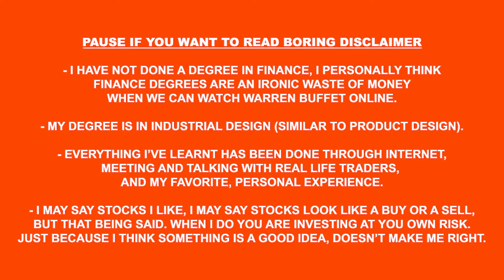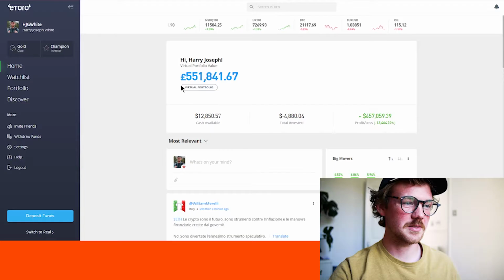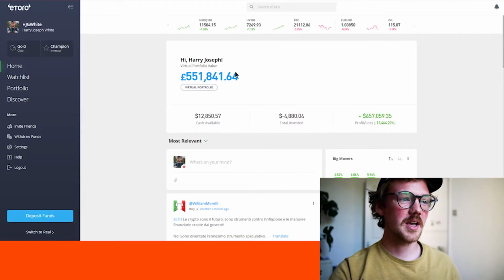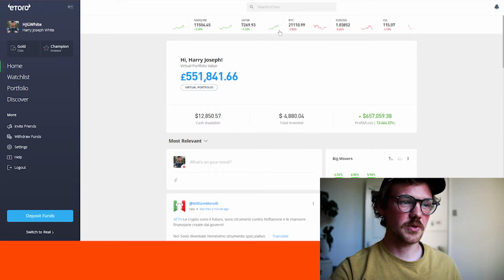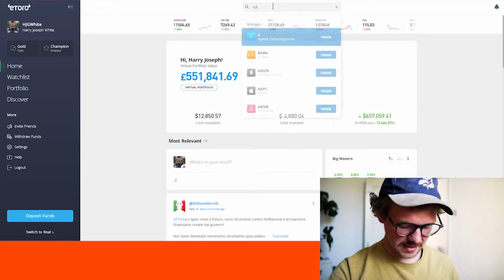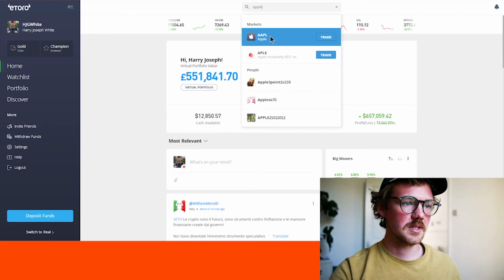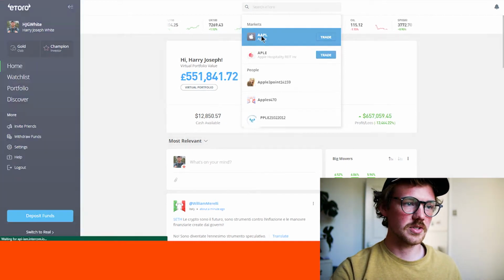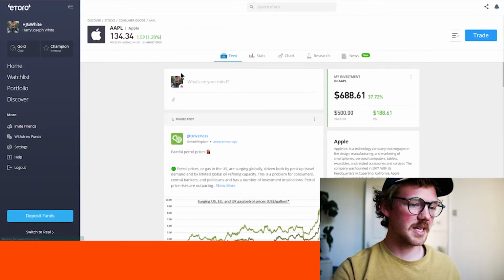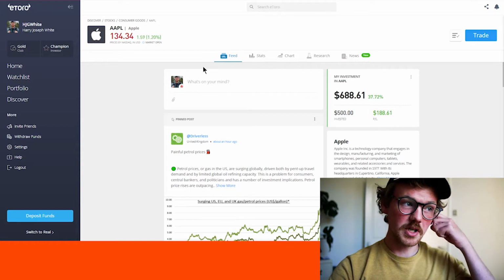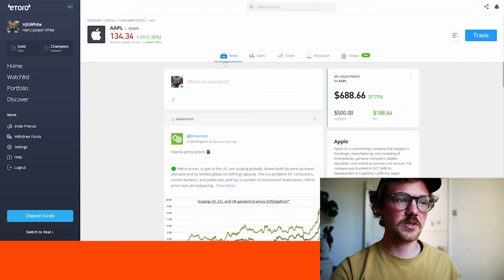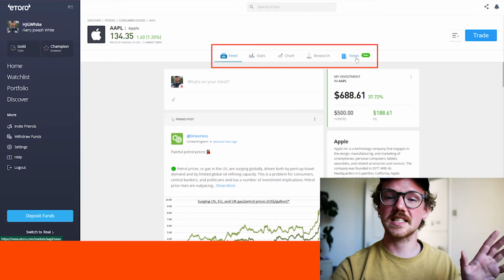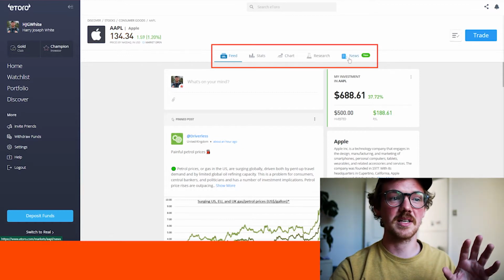So again, we are here on my virtual portfolio, and what we're going to do is go to a stock. Let's go to a classic, Apple. So we're going to click on the stock and go to the page, and what we want to know is, can we use the information accessible in these tabs to determine whether it's a buy?